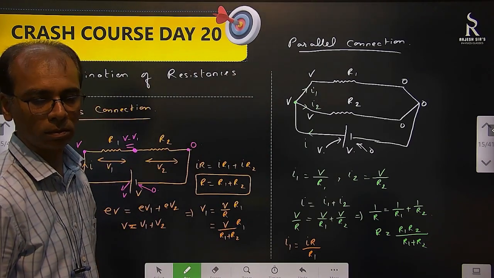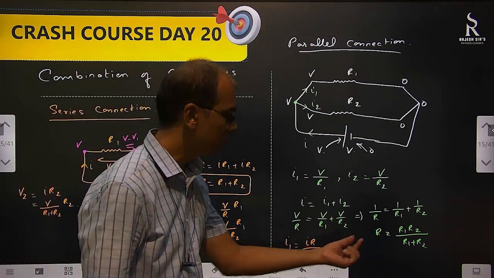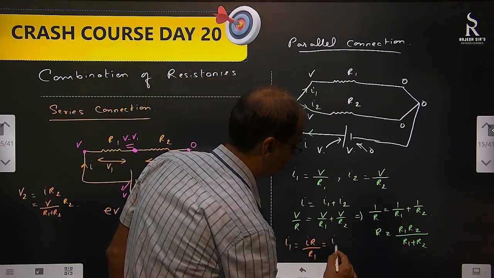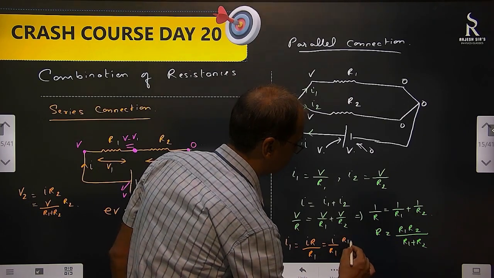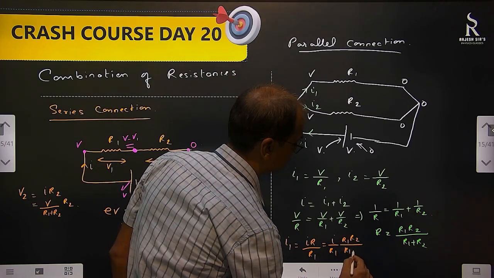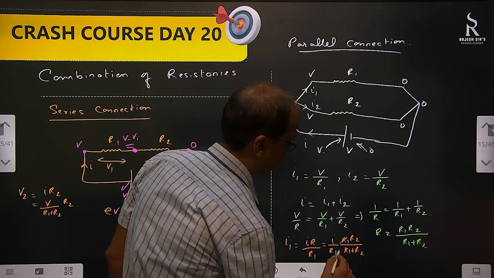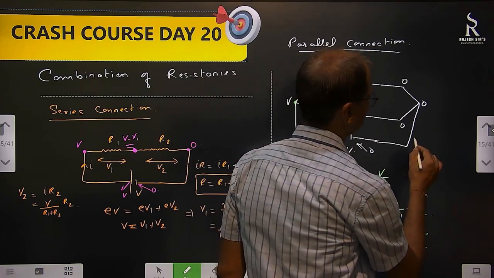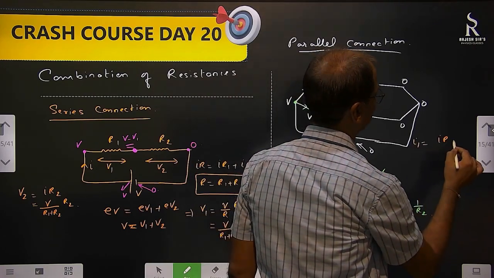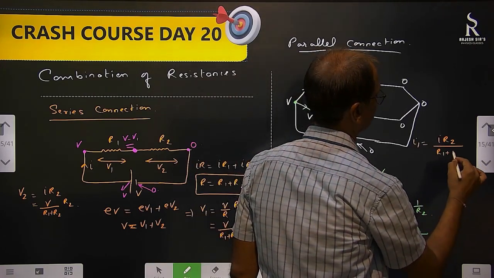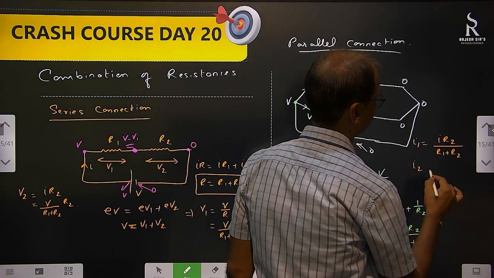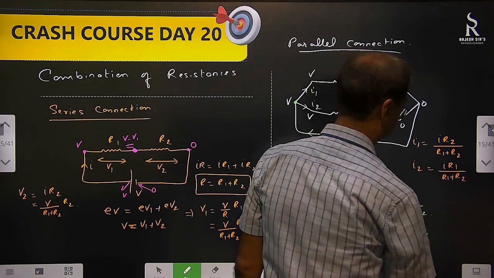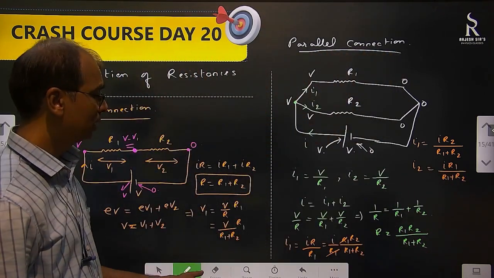Correct? And what is R? R is this. Place it. I by R1 into R1 R2 by R1 plus R2. R1 gets cancelled. So we are getting I1 value is I R2 by R1 plus R2. And I2 value obviously will become I R1 by R1 plus R2.